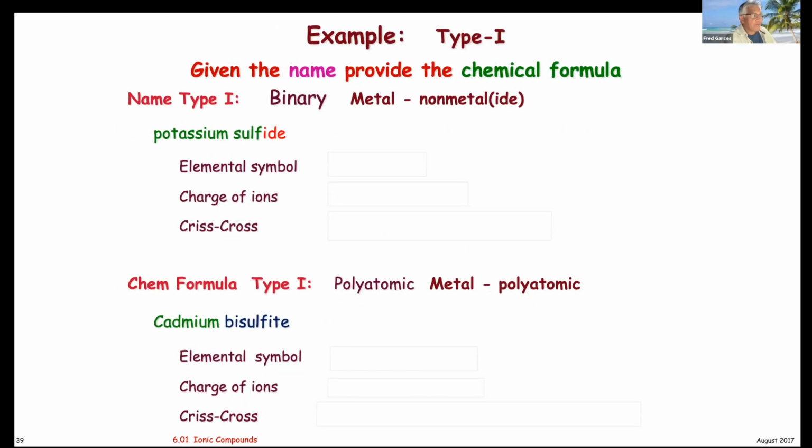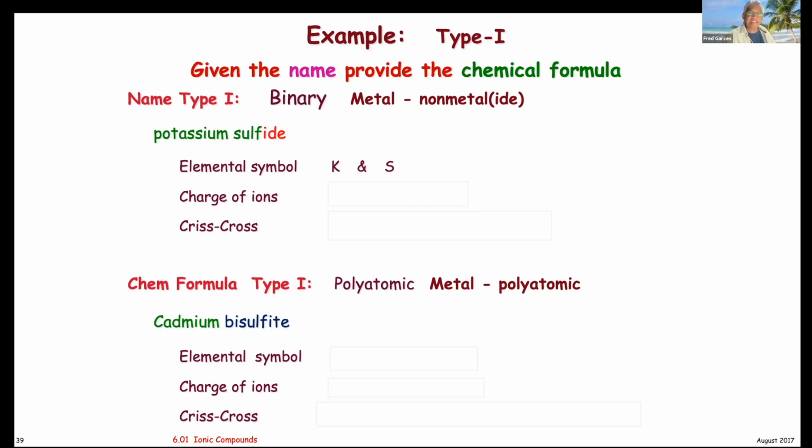Here we have the name. We want to come up with the formula. It's potassium sulfide. You know the symbol for potassium is K. You know the symbol for sulfur is S. That's what you start with. Then look in the periodic table. Potassium is in the 1A family. It's going to be +1.